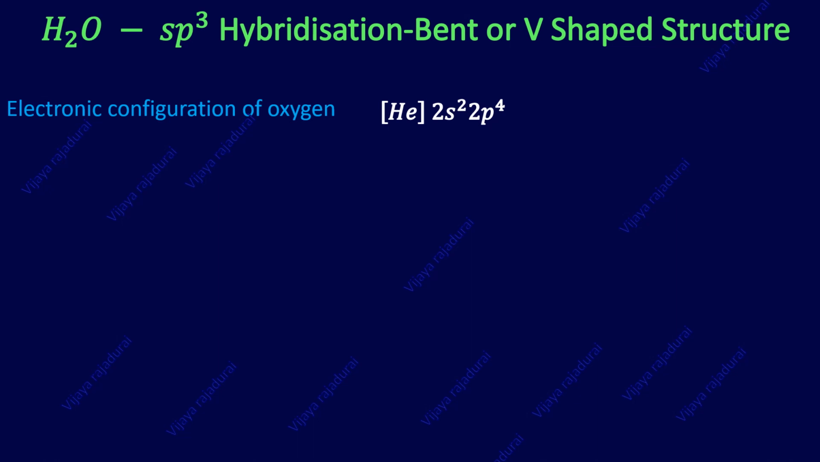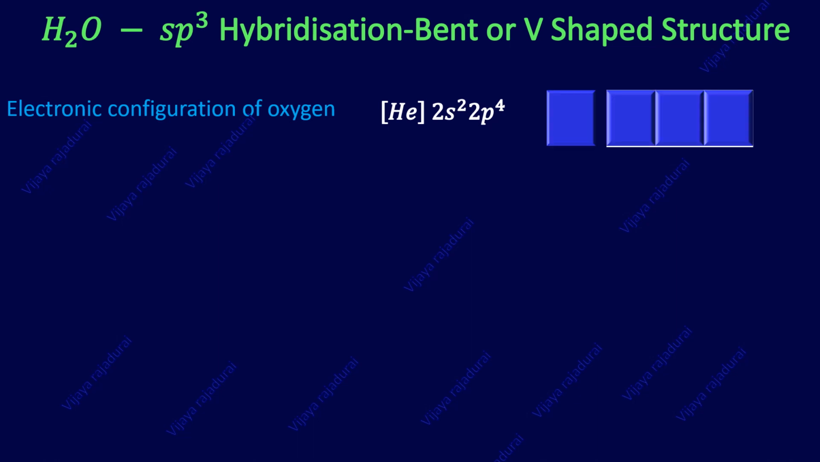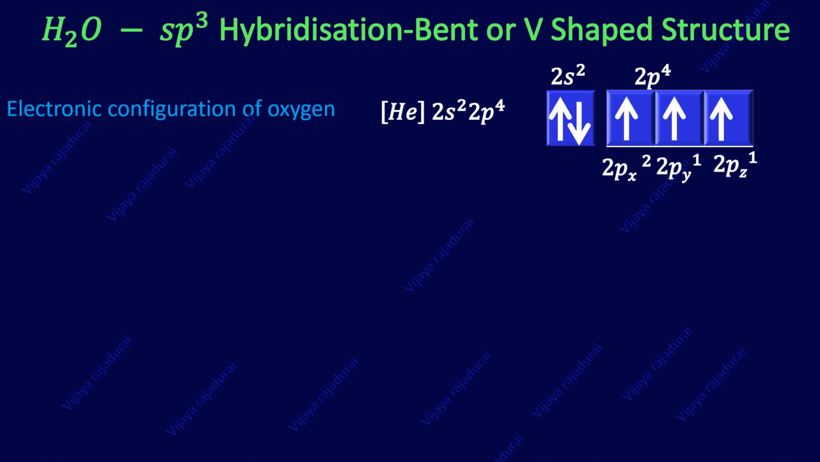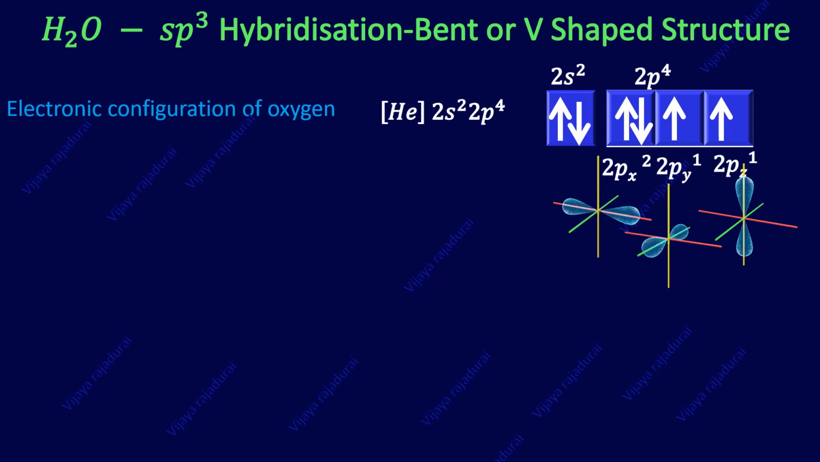Electrons are filled according to Pauli's exclusion principle and Hund's rule of maximum multiplicity. Here the 2px orbital has 2 electrons, the 2py orbital has 1 electron, and the 2pz orbital has 1 electron.